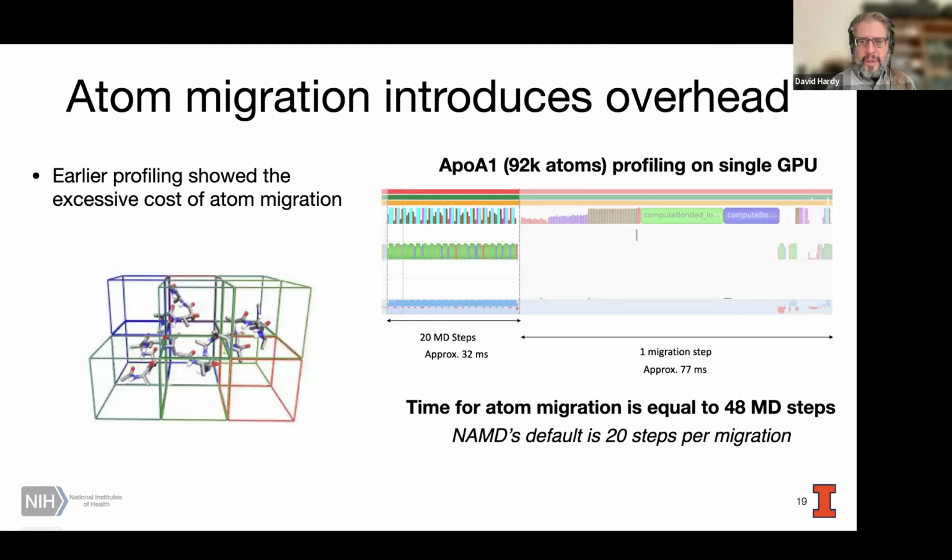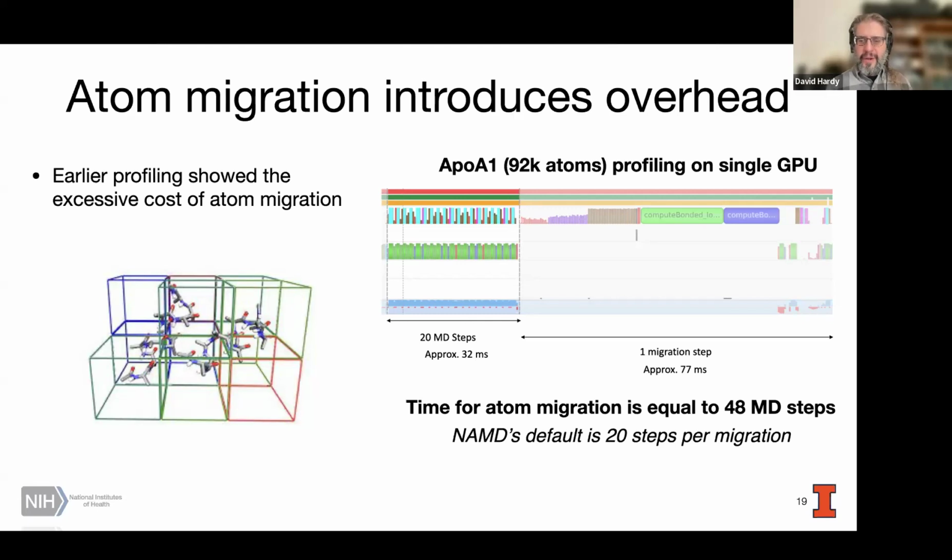This was work just initially showing how much overhead it took to do the atom migration when it was still being done on the CPU. In our first version of GPU resident, the time stepping parts that were done on the GPU were very fast. But then when we had to fall back to the CPU side to do this atom migration, that was incredibly slow.